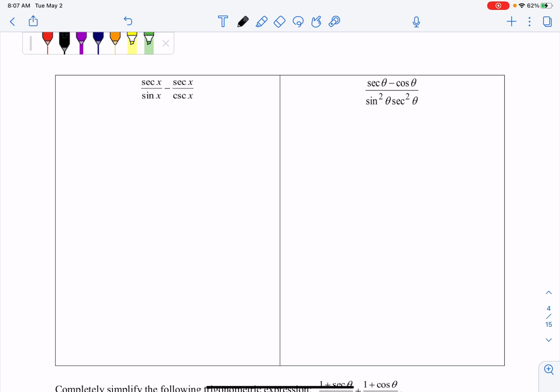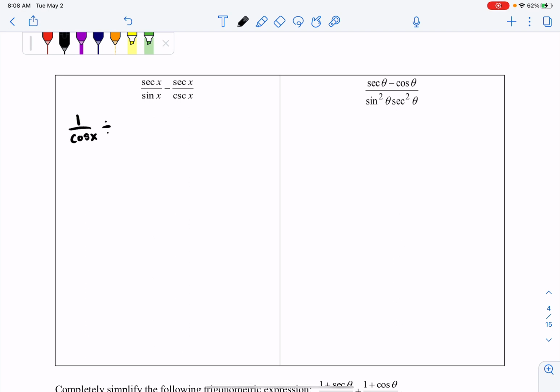Okay, here we go again. We are going to keep tackling these trig functions. And again, I highly recommend starting by rewriting everything in terms of sine and cosine. So this first one, secant, I'm going to rewrite as 1 over cosine x.